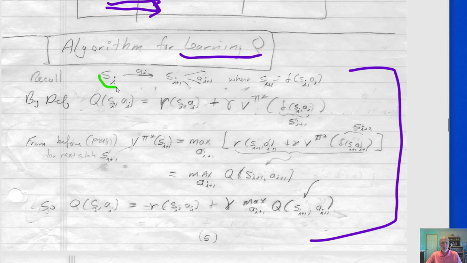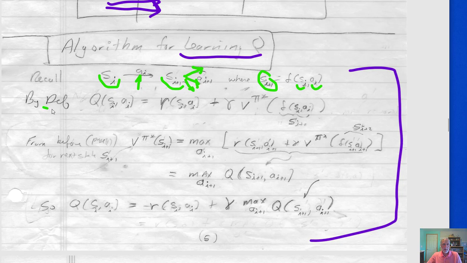if you're in state S_i, take an action A_i, the agent is going to end up in a new state S_i+1. And then out of that new state, you can choose a bunch of different actions, A_i+1, coming out of that. And in fact, this is key to learning the Q function. Remember, the new state is based on the old state plus the action.